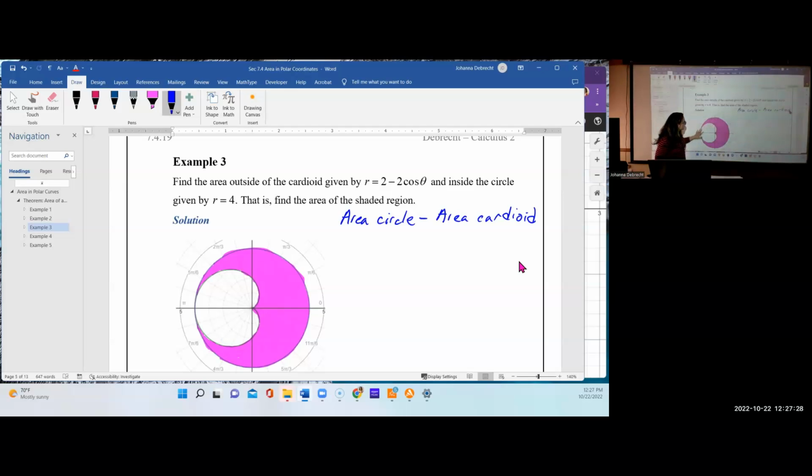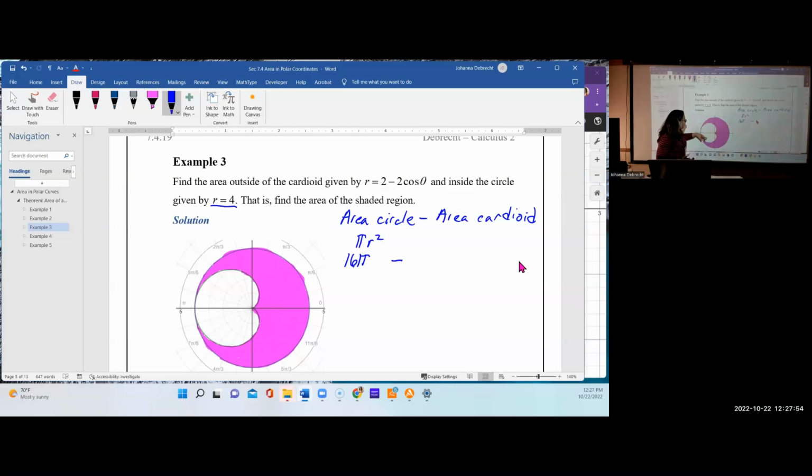So when we look at this one to compute the area of the circle, you can use the formula, but you don't need to. It's a circle. You know the formula for the area of a circle. It's pi r squared, which, since the radius is 4, is going to give you 16 pi. Now we need to find the area of the cardioid.